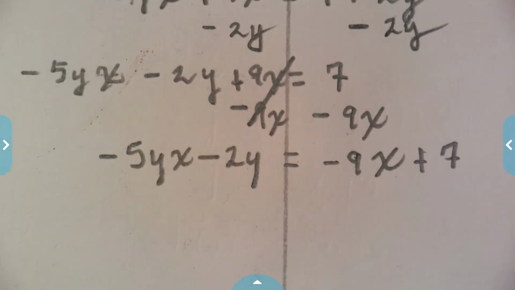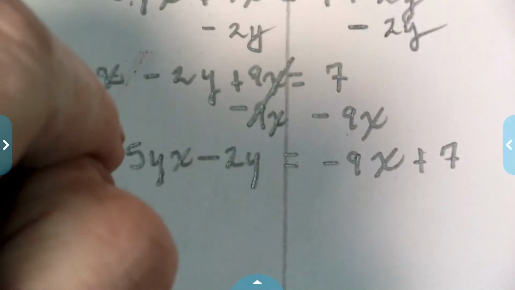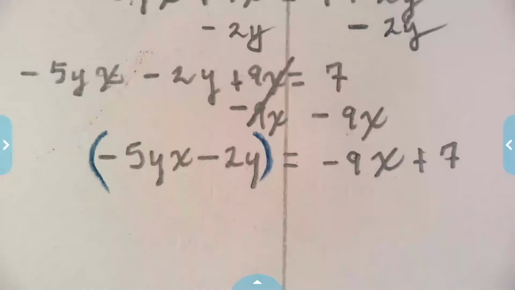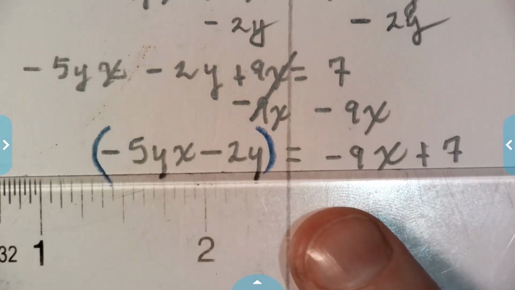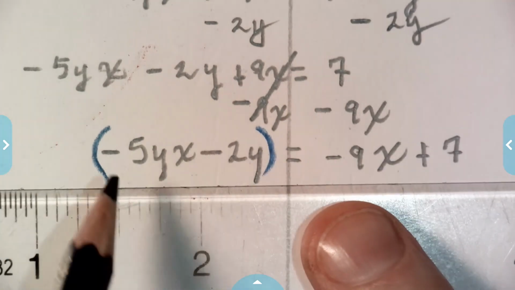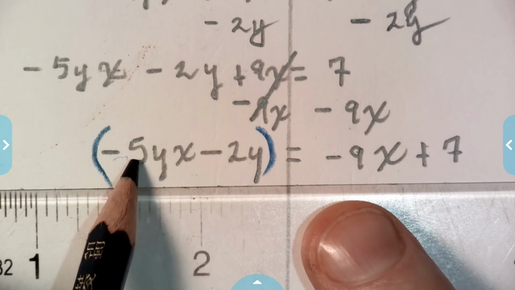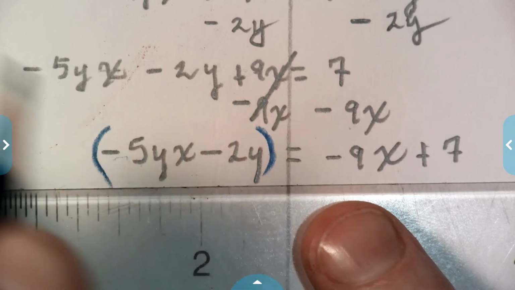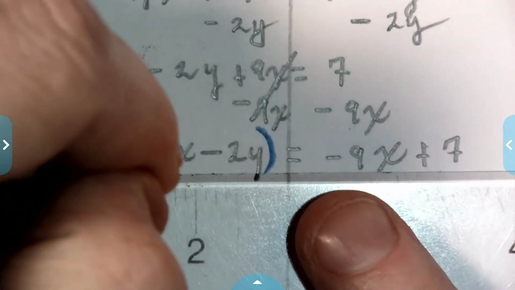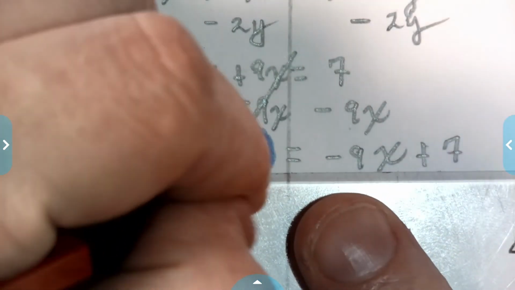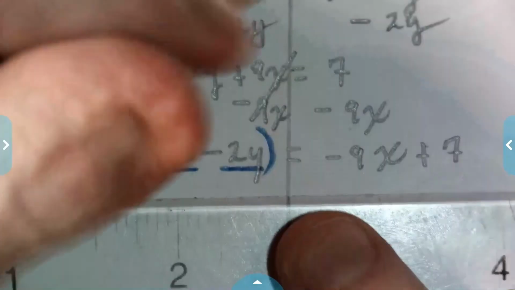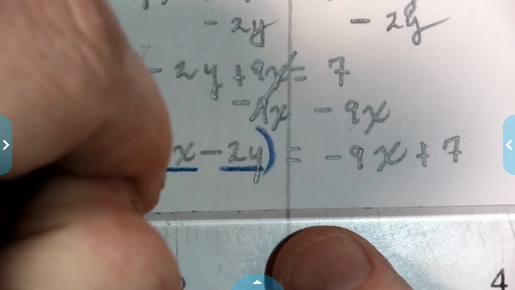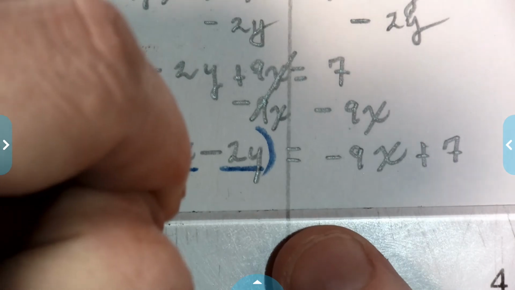Okay, so now I'm going to group these terms here, and I'm going to divide out negative 2y from both of these. And you're going to say, wait a minute, you can't divide negative 2 from negative 5. It's not going to be even. Just watch what happens. So we're going to divide out negative 2y from both of these, and you'll see what happens.